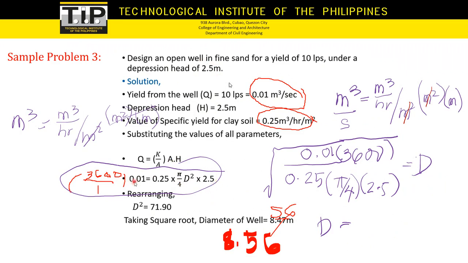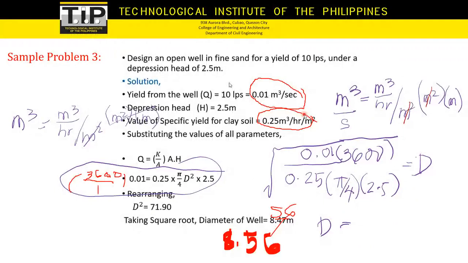Itong 0.01, convert lang to into seconds. So, kaya to multiply ng 3,600. Then, solving for D, we'll get a value of 8.56 na diameter for this specific condition. And that's it. No? Diyan nagtatapos ang hydrology. So, any question?